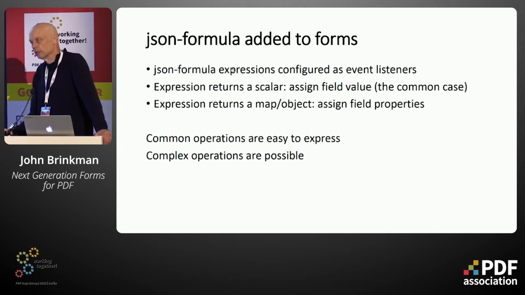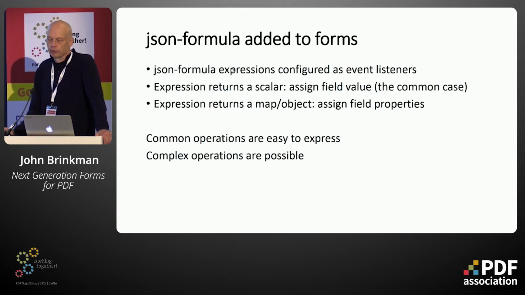And if you want to do something a little more complicated, like assign field properties, then you return a map. And then we use the key value pairs to assign the properties of a field. The intent, again, is that the common operations are easy to code and the difficult operations are possible, right? You can still come up with very complex expressions, but those are for the advanced users.